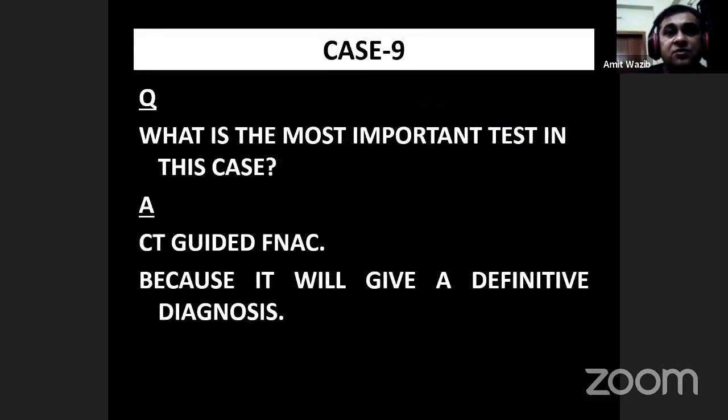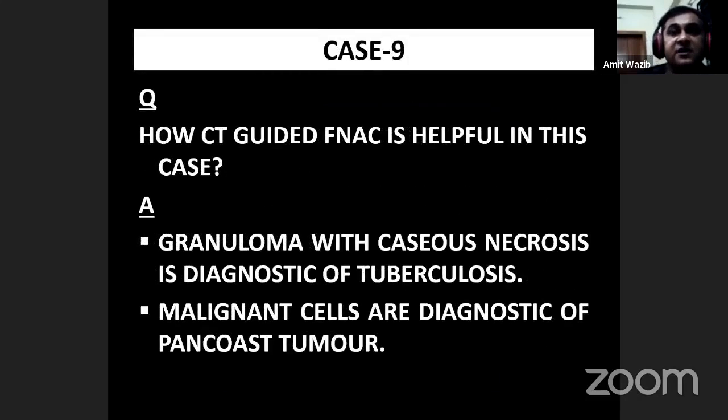So how will FNAC help? In fact, if in FNAC you find malignant cells, it is Pancoast tumor, no doubt. And if you find granulomatous lesion with caseous necrosis, it is diagnosed as tuberculosis. Caseous necrosis occurs only in tuberculosis. So if you get caseous necrosis, it is tuberculosis. And if you get granuloma but no caseous necrosis, then still tuberculosis is the most common possibility.